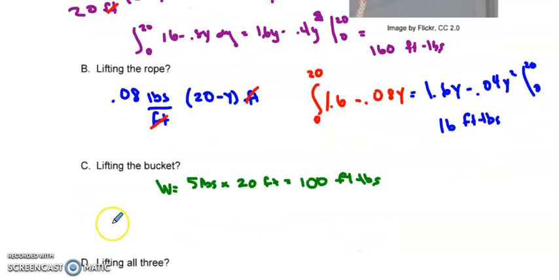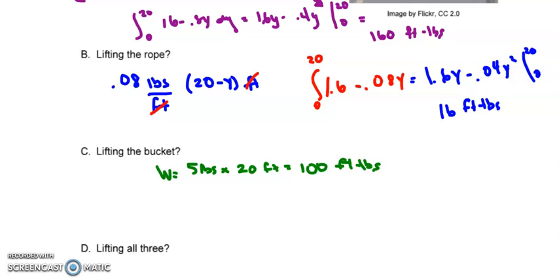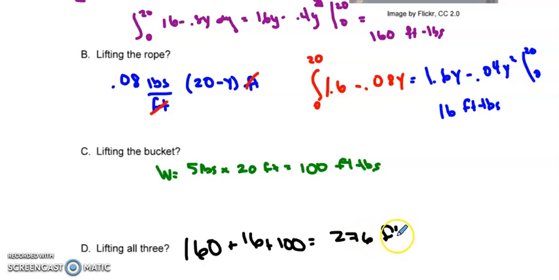Okay, and then the total work to lift them all, I just need to add them up. 160 foot-pounds plus 16 foot-pounds plus 100 foot-pounds gives us 276 foot-pounds to lift the entire leaking bucket of water.